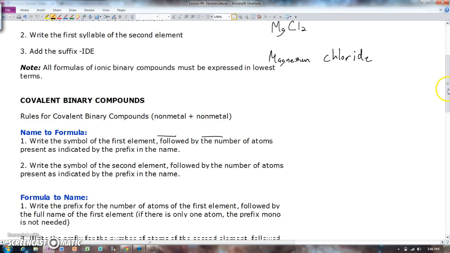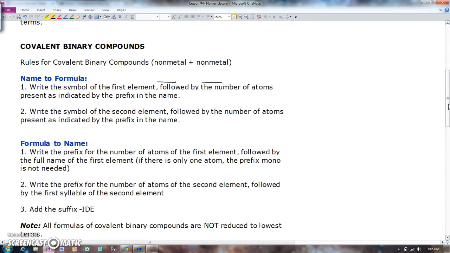Now, how do covalent binary compounds differ? Again, we're dealing now with nonmetals bonding with nonmetals, and they're sharing electrons. We're going to go into more depth as we continue to study these compounds. But let's go from name to formula. So we've got a name like carbon dioxide, very common. In this case, when we're going from name to formula, we're going to start by writing the symbol of the first element. So carbon is just C, followed by the number of atoms present as indicated by the prefix.